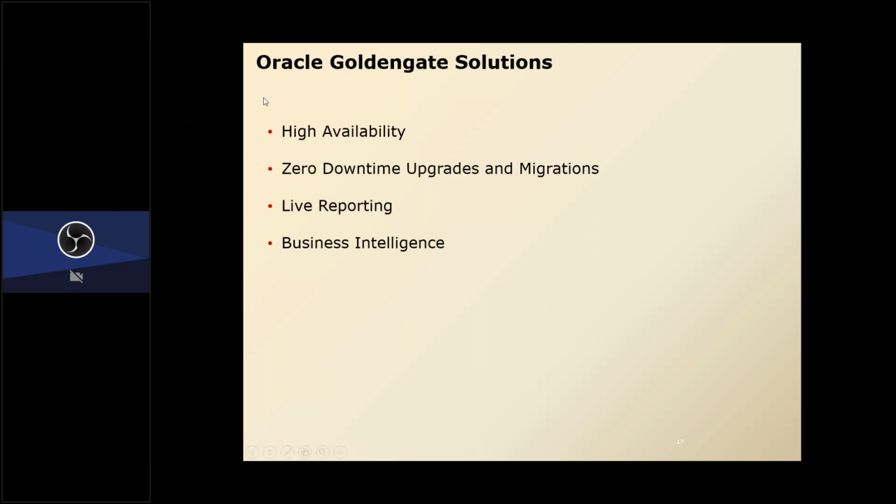Okay. So Goldengate supports high availability, zero downtime upgradation and migration, live reporting and business intelligence. We'll be discussing all about that. As the session goes on, you'll understand what I mean. We'll be implementing things, we'll be setting up stuff. So just giving you the introduction right now to Oracle Goldengate, then we'll move to architecture.